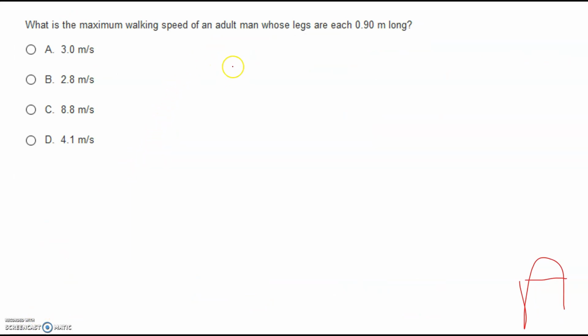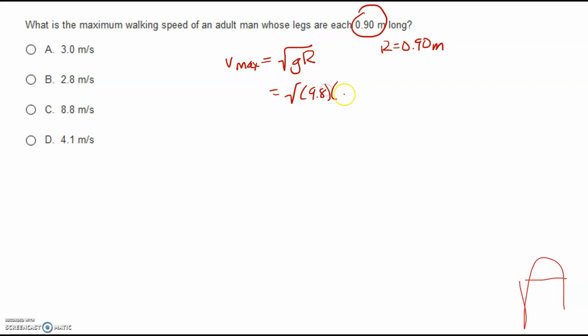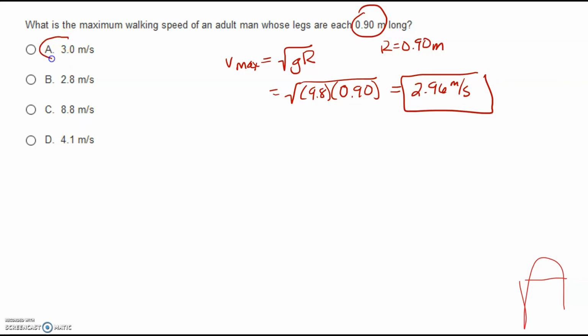All right, this one's fairly quick. We're going to use the Vmax formula, which is the square root of GR. R is equal to 0.90 meters. So we plug in our gravity, we plug in our radius, and we get 2.96 meters per second, which is this one. Okay.